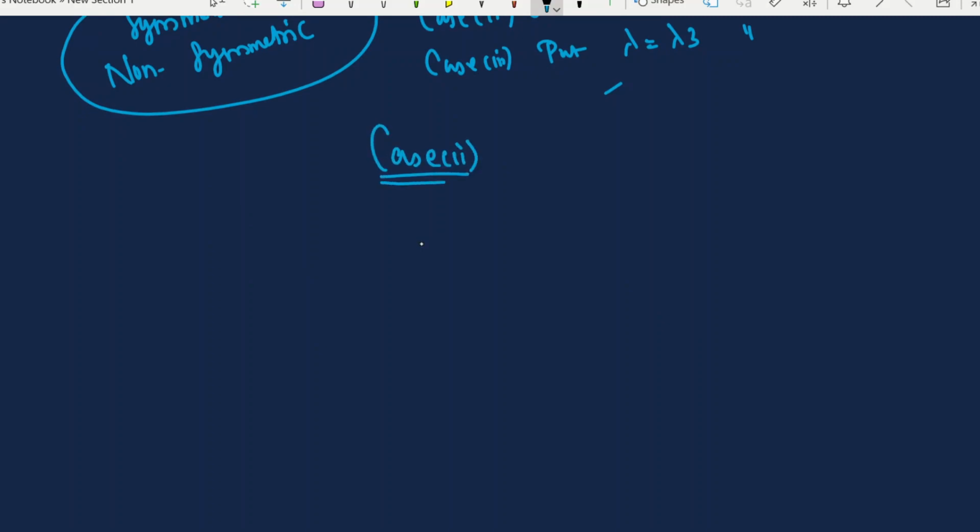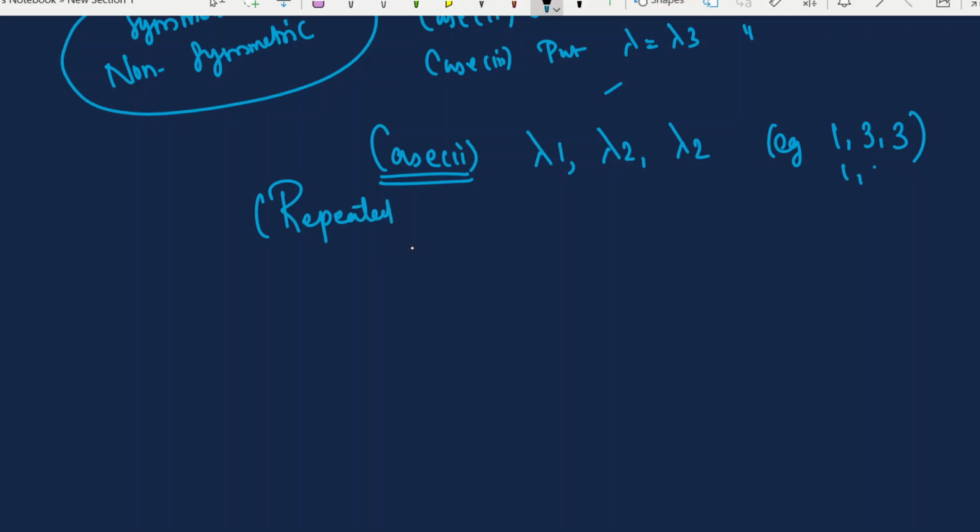Case 2. If your eigenvalues lambda 1 and lambda 2 are repeated, that is, for example, if you have eigenvalues like 1, 3, 3, this case is said to be a repeated eigenvalue. Sometimes 1, 1, 1, all 3 values are repeated, or 2 values are repeated. Repeated eigenvalue.